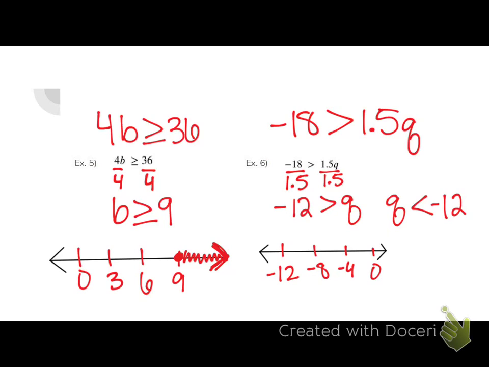Open or closed at negative 12? Open. Shaded to the right. Why the left? Oh, I forgot to switch. Good, we switched it, so now it's a less than. We go to the left. We feeling good about these?